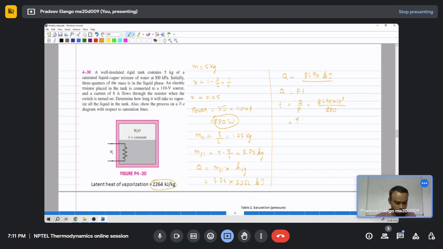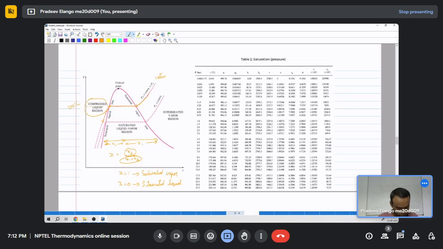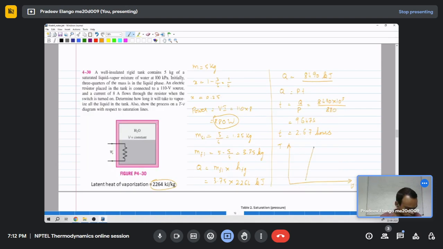This is 907 seconds, so this is around 2.67 hours. If you want to represent this in a TV plot, initially it is somewhere at this region, and finally the pressure will also increase.